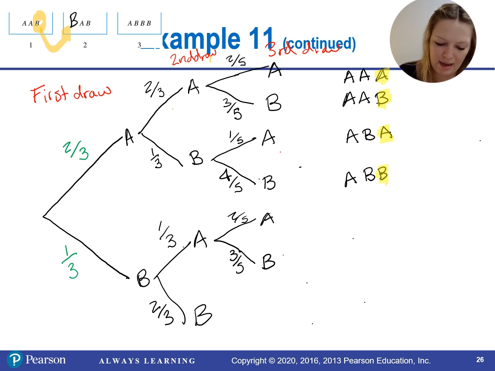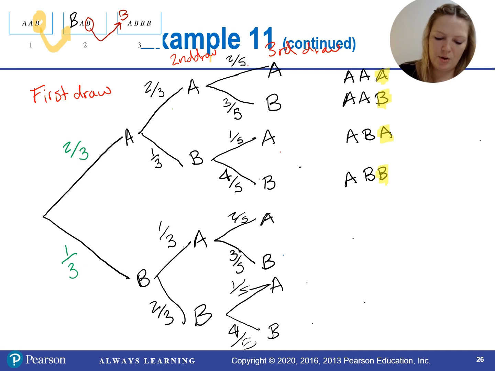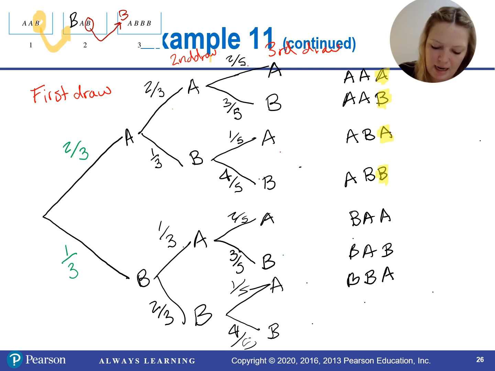Or I could have gotten a B on my second draw, and then the probability of getting an A on the third draw would just be 1/5 and 4/5 of drawing a B. So in this bottom branch, we have B, A, A, B, A, B, B, A, B, B, B. And again, we are really only interested in that last draw.